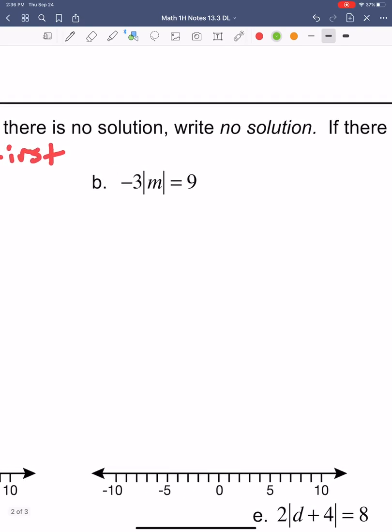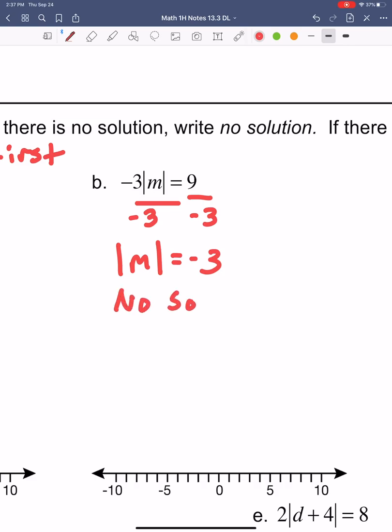Scrolling to letter B, same idea. We need to isolate the absolute value first. That means I need to divide by -3, and that means I divide the other side by -3. So I get the absolute value of m equals 9 divided by -3, which is -3. So there's going to be no solution here because we have our absolute value and it equals a negative number.